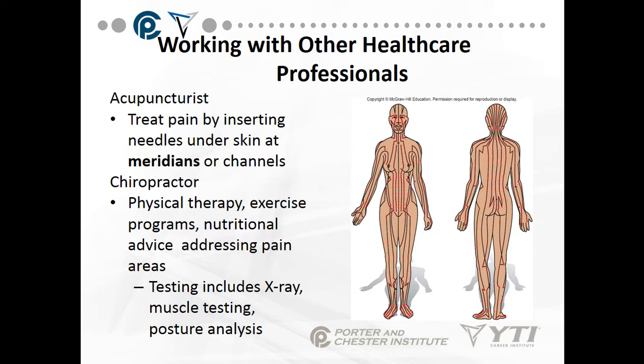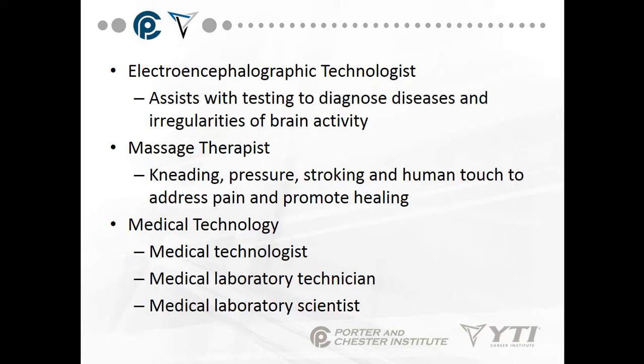Acupuncturist is a form of Eastern medicine, and it treats pain by inserting thin, teeny tiny needles under the skin at meridians or channels to open blocked areas so that the chi or body energy can flow and restore health. A chiropractor uses physical therapy, exercise programs, and nutritional advice addressing pain areas. Testing includes X-ray, muscle testing, and posture analysis.